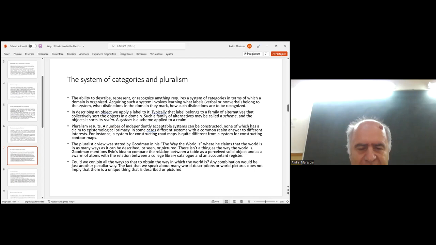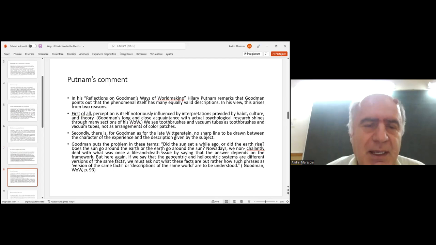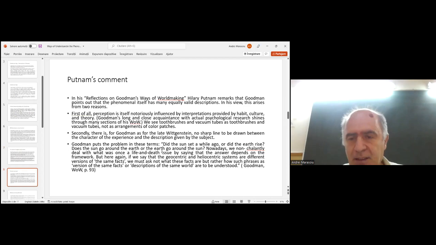The fact that we speak about many world descriptions or world pictures does not imply that there is a unique thing that is described or pictured. Putnam comments on these ideas proposed by Goodman, and I mention some remarks. First of all, Goodman points out that the phenomenal itself has many equally valid descriptions.